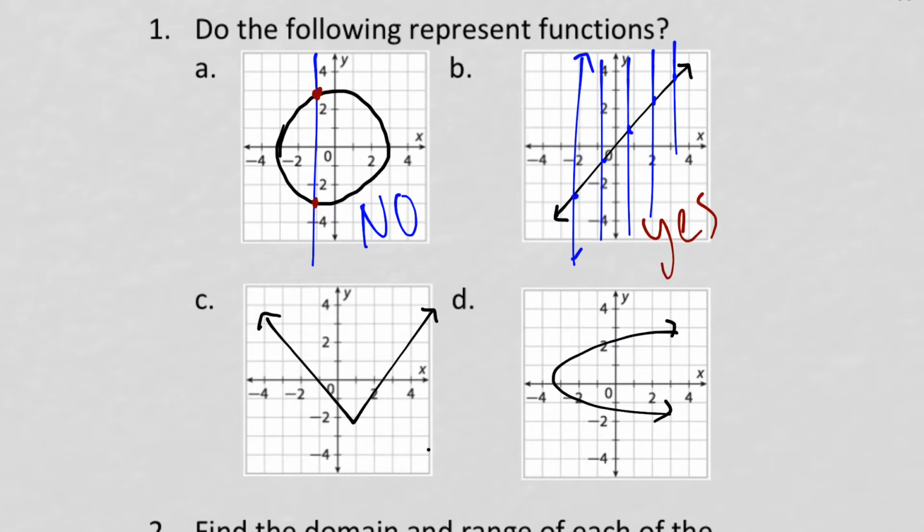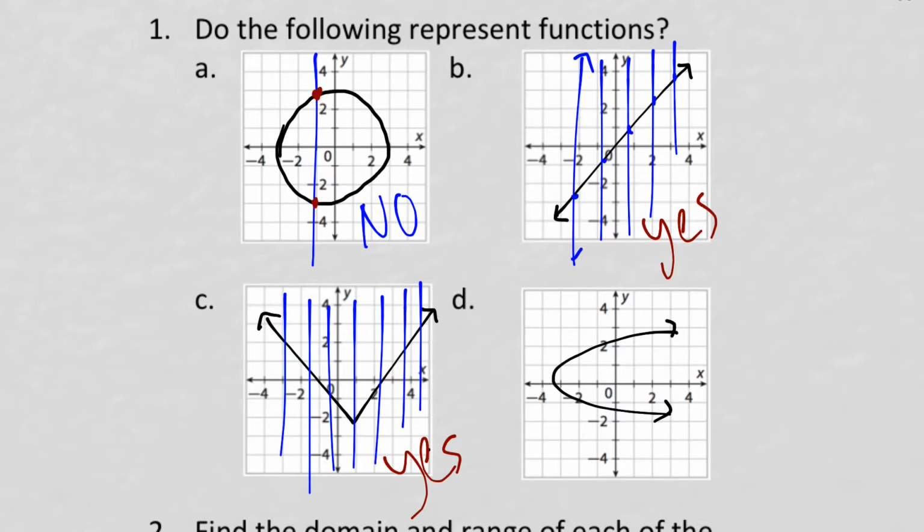Same thing for C. Draw vertical lines anywhere, and you can see that you only hit it once. So once again, yes, that is a function. And D, if you make vertical lines anywhere, it looks like I hit it twice every time. So that one, no, it's not a function.